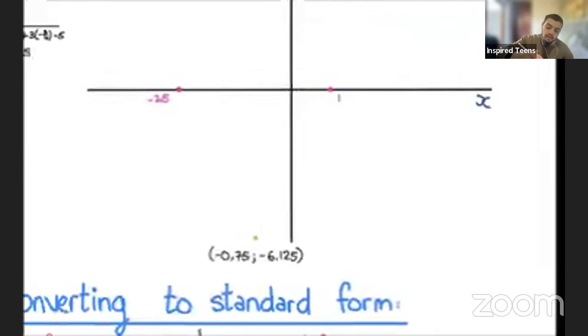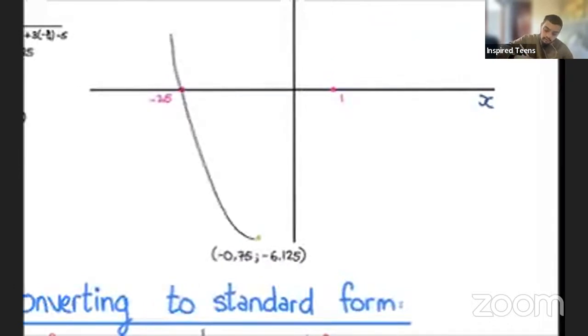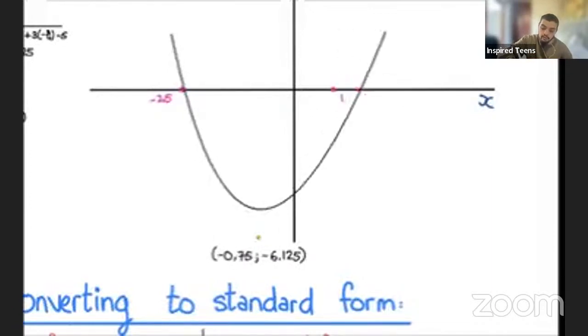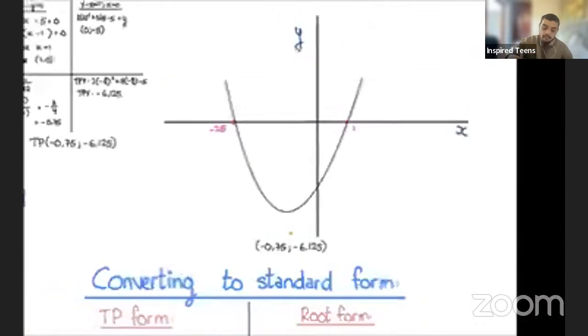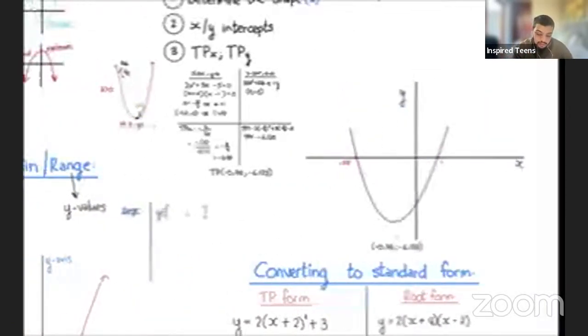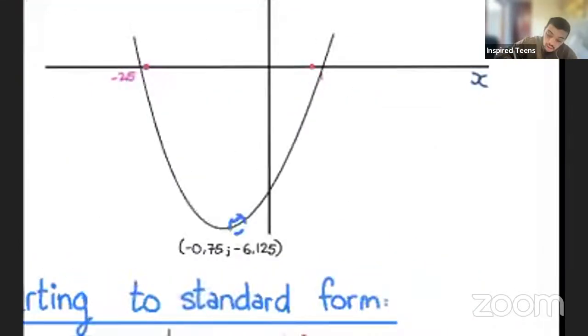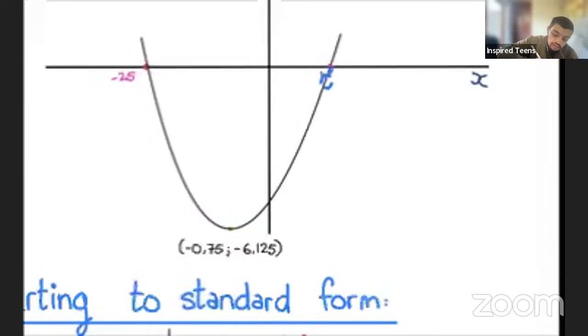We know that it's a happy face. We have our x-intercepts. We have our turning point. We have our y-intercept, which we forgot to fill in, but I'll fill it in now. The y-intercept is negative. And that works, that's fine.